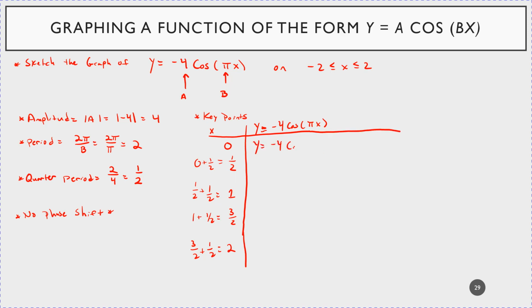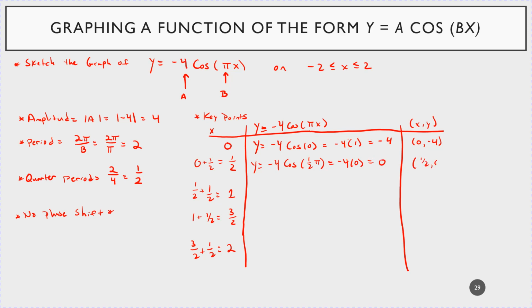So this is y is equal to -4 times cosine of 0. So this is -4 times 1, which is -4. Right, so my first point to plot is 0, -4. Y is equal to -4 times cosine. When you plug 1/2 in, you get 1/2 pi. And what is cosine of 1/2 pi, right? That's 0. So my next point I'm going to plot is 1/2, 0. So when you plug 1 in for x, you just get pi. Well, what is cosine of pi? Cosine of pi is -1. So this is -4 times -1, which is 4. So you have the point 1, 4.